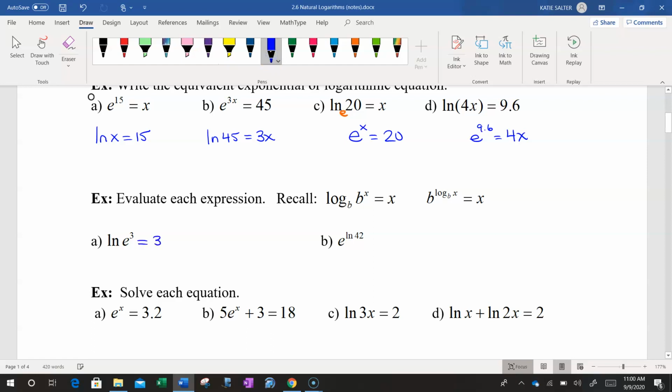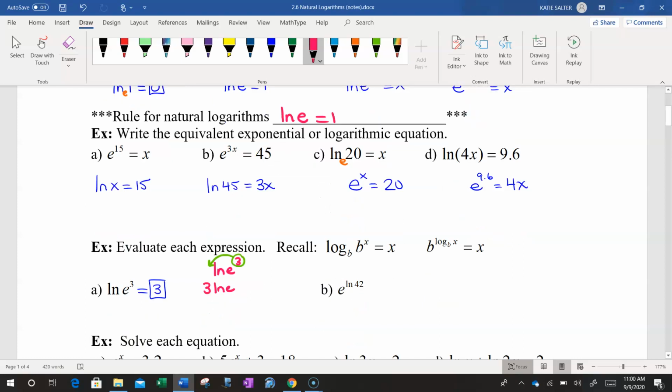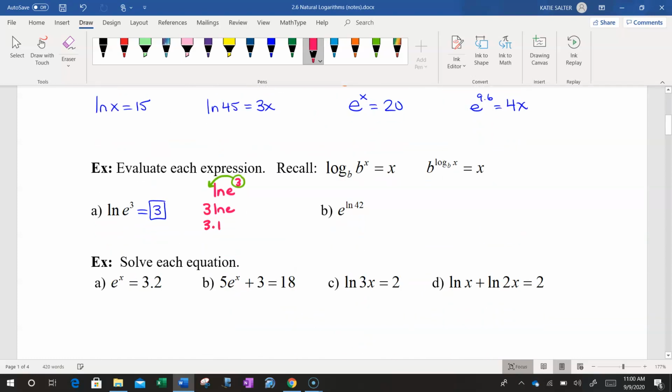Another way you can look at this problem is we can use our laws of logs to work it out. If we have the natural log of e to the third power, we can use that power property that allows us to take that power down to the front and make it the coefficient. Then this becomes 3 times the natural log of e. And recall this important rule for natural logarithms, the natural log of e is always 1. So that's just 3 times 1, which is ultimately 3. That's just another way you can look at this problem, but it's easier to apply the inverse property, and it's a one-step problem.